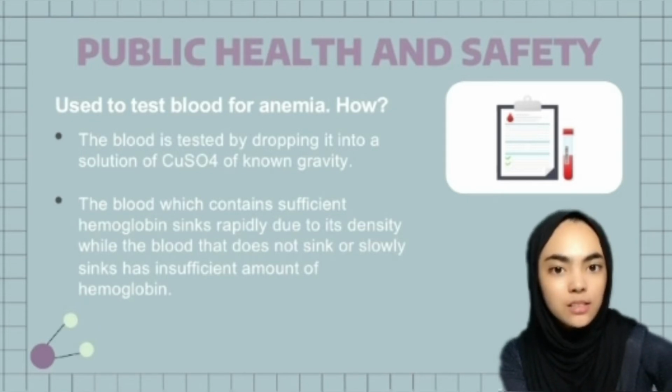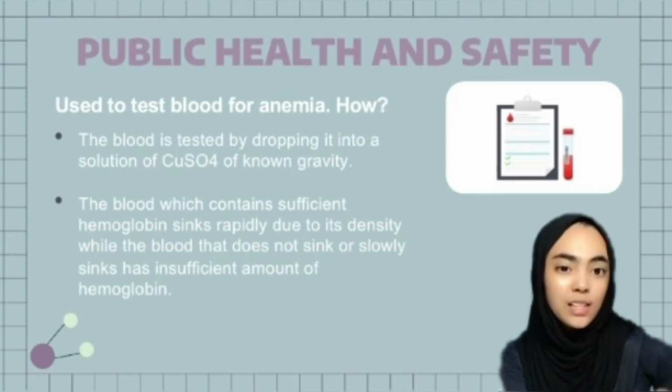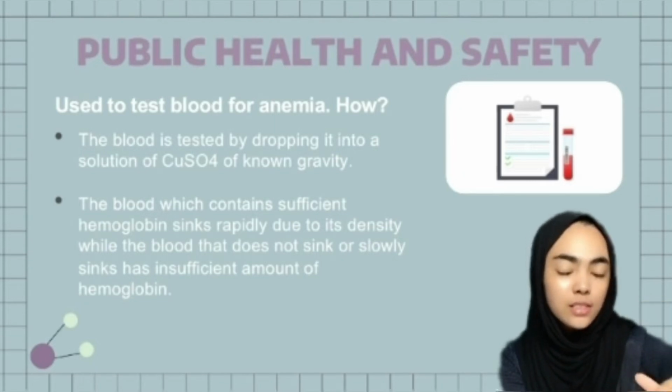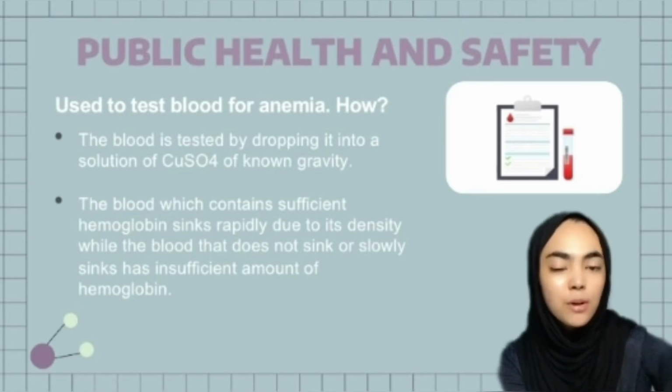The blood is tested by dropping it into a solution of copper sulfate of a known gravity, and after that you have to observe the results. Blood that contains a sufficient amount of hemoglobin will sink rapidly due to its higher density, while blood that does not sink at all or sinks only slowly indicates an insufficient amount of hemoglobin, which results in anemia.